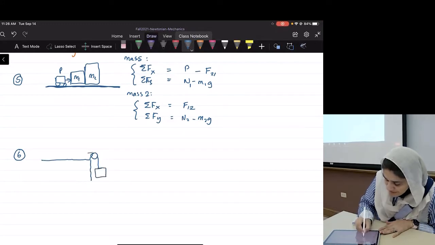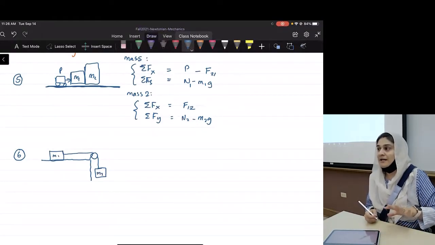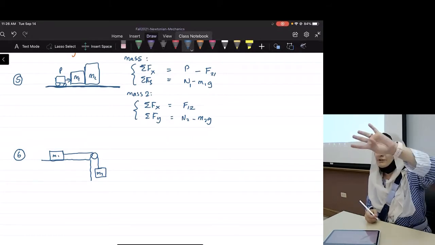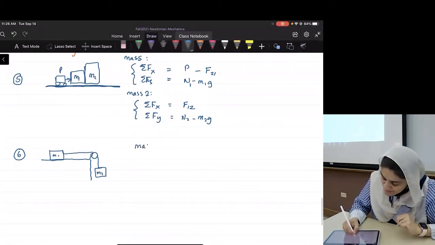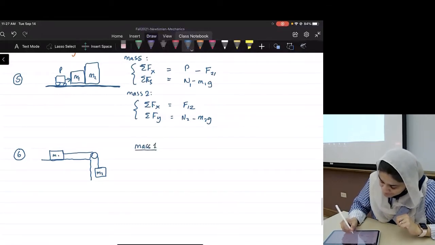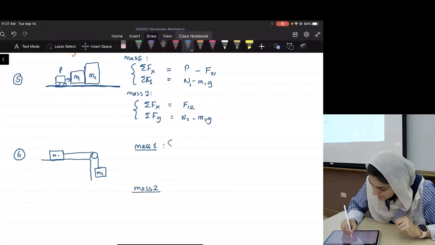Okay, how many masses are being involved? Let's call this one mass 1, this one mass 2. So that means how many equations should I be writing? 4, right? 2 per mass. So let's write the first one for mass 1. Okay, sigma Fx. Do you guys want to try it?